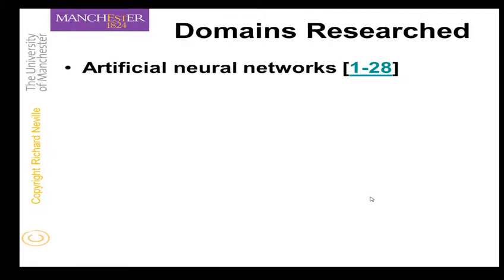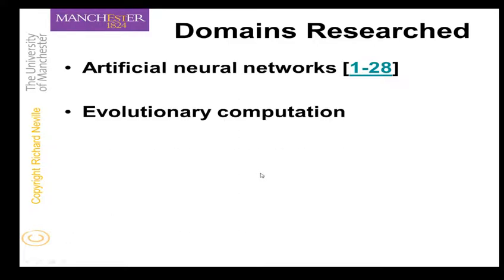So at the present time, one of the domains of research I'm looking into is artificial neural networks, which in itself has a broad spectrum of possible research areas. The other area is evolutionary computing, and then the offshoot of these two is neuroevolutionary computing.